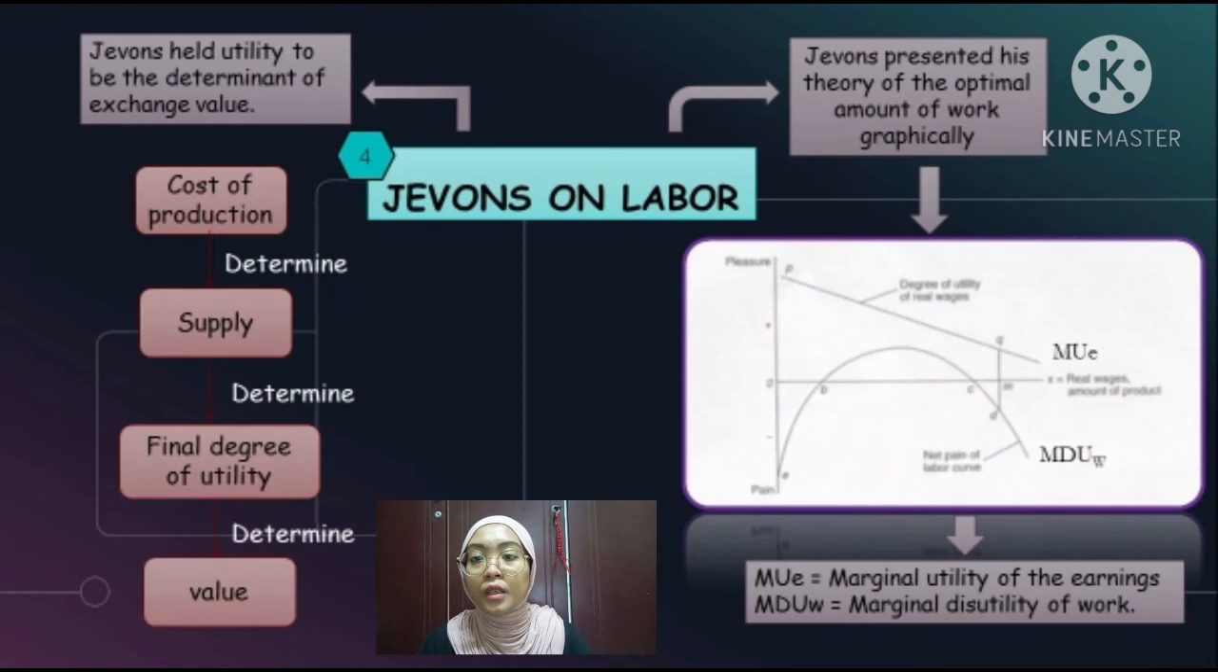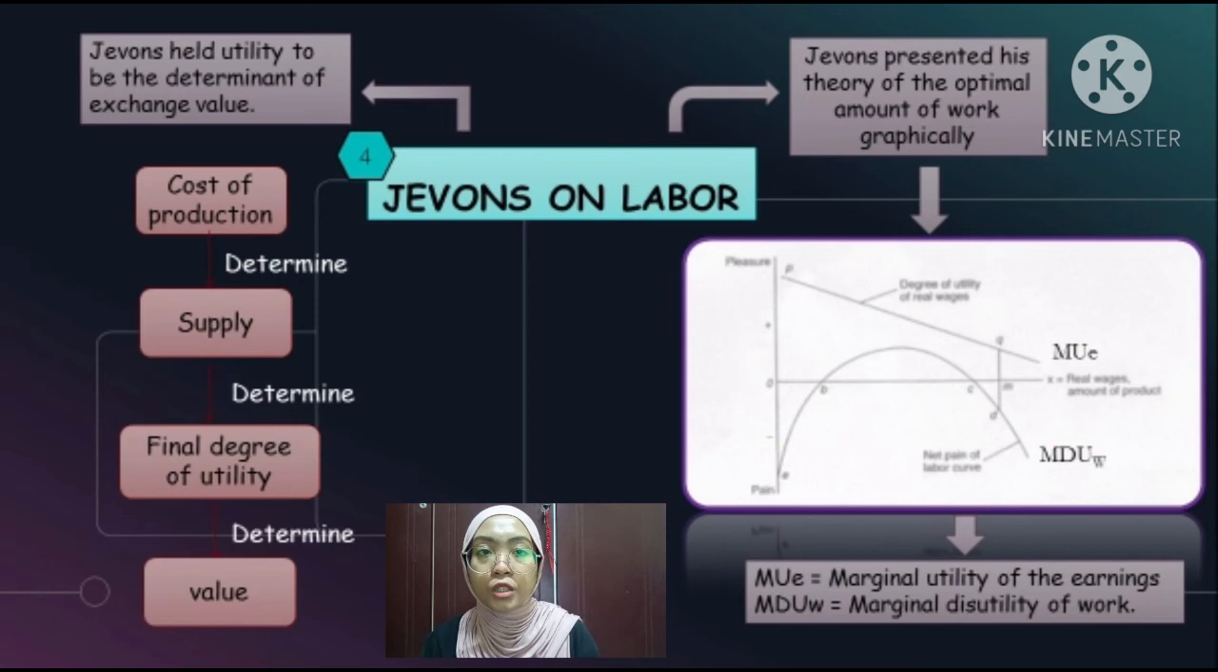The last theory is Jevons on labor. Recall that Jevons took utility to be the determinant of exchange value. In one place in The Principles, Jevons formulated this idea: cost of production determines supply, supply determines the final degree of utility, and the final degree of utility determines value. We can show the diagram.